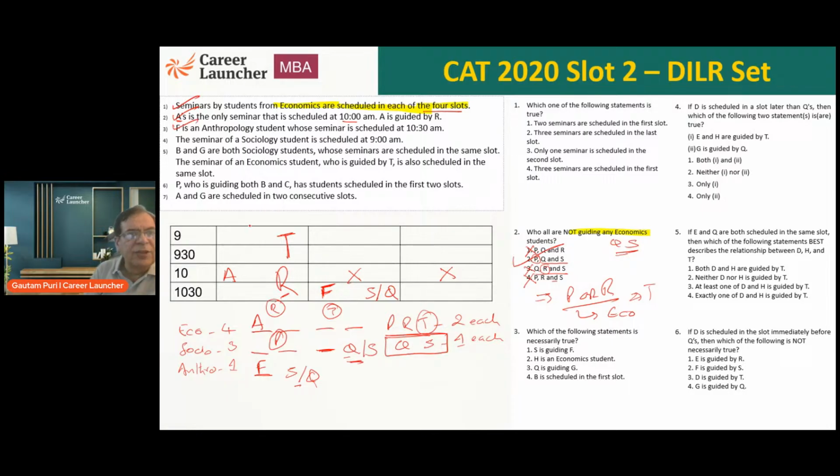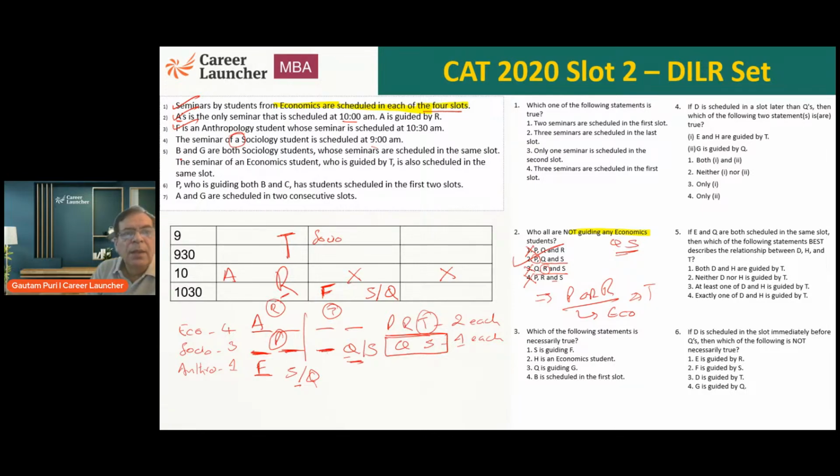Chalo, let's look at the next statement. The seminar of a sociology student is scheduled at 9 a.m. That means at 9 a.m. some sociology student would be there. Okay, I don't know which one, but one sociology student is there. It could be guided by P or it could be guided by Q or S. It could be from one of this combo, or it could be from the person who's a single student guided by either Q or S.